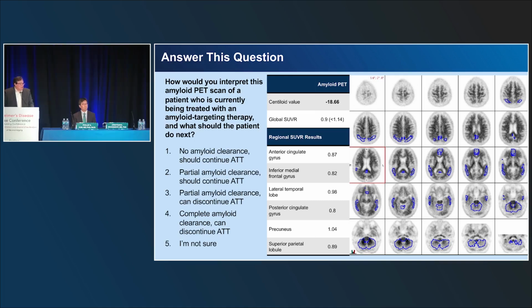No amyloid clearance, continue therapy. Partial amyloid clearance, continue therapy. Partial amyloid clearance, sufficient to discontinue therapy. Complete amyloid clearance, sufficient to discontinue therapy, or I'm not sure.